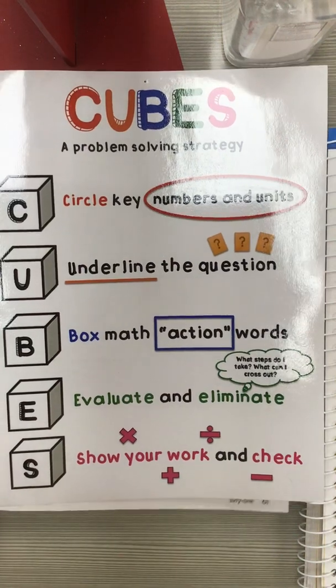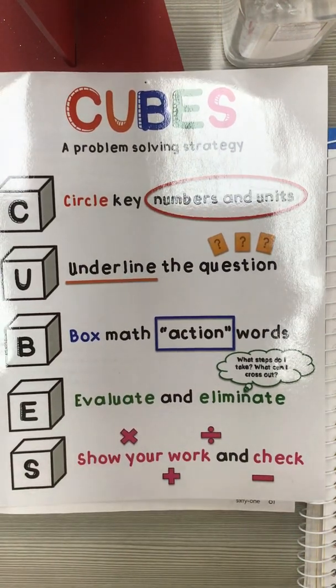Today we are going to review the cube strategy. This strategy is super duper important for third grade and for second grade because you have to learn how to read to do math problems. They're known as number stories, and they are exactly what they say they are. You have to read the stories with the numbers to solve the math problem, okay?